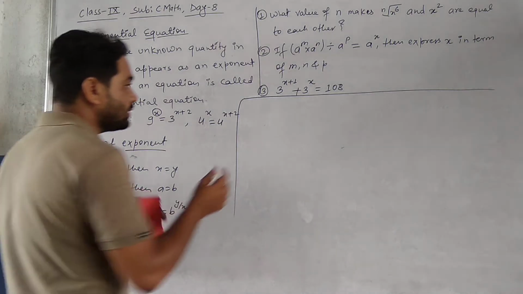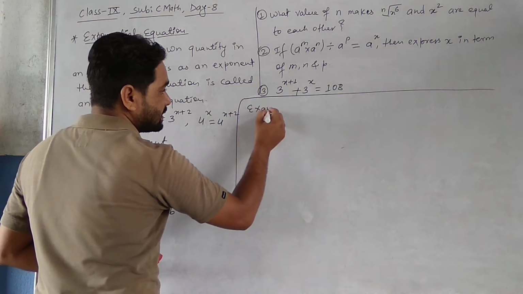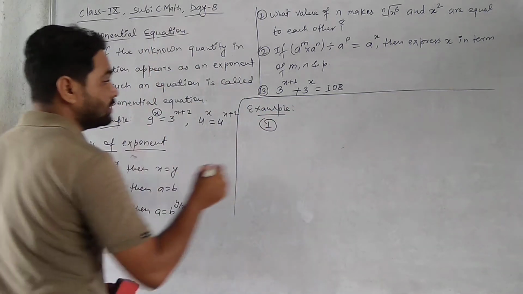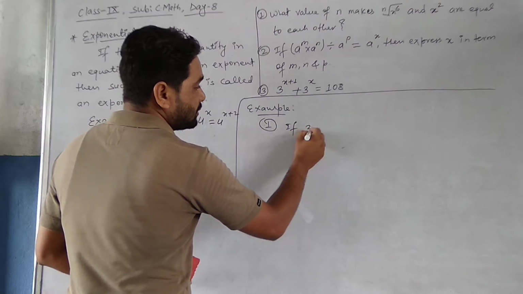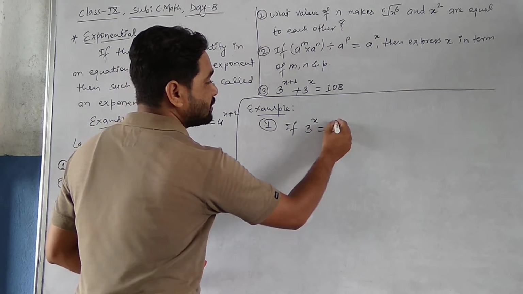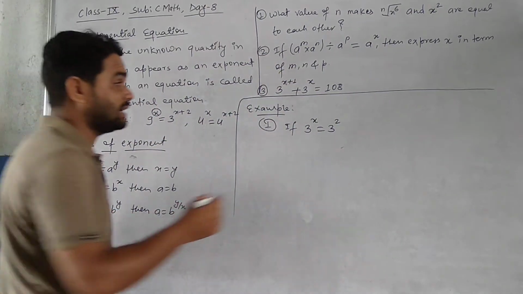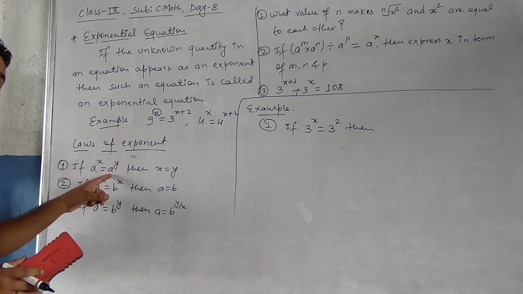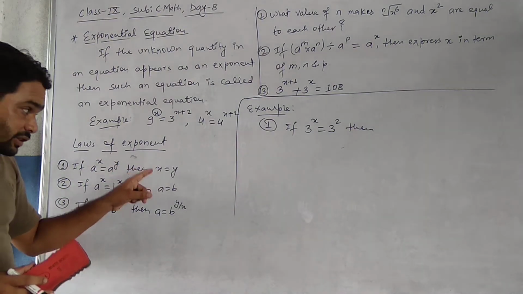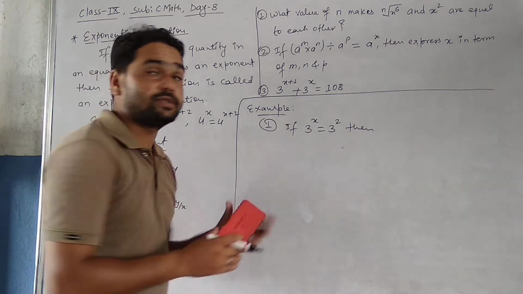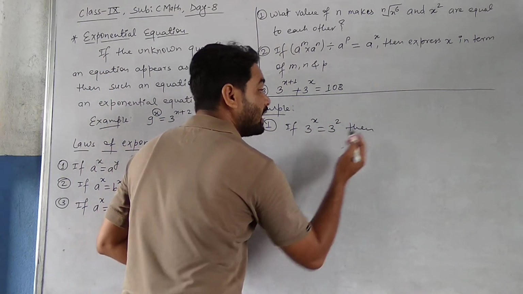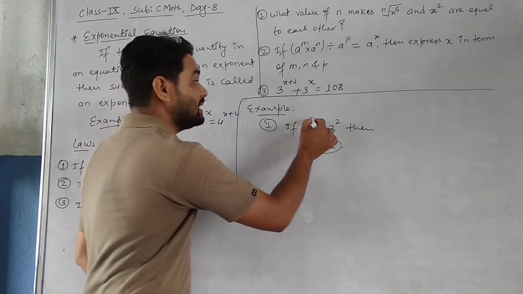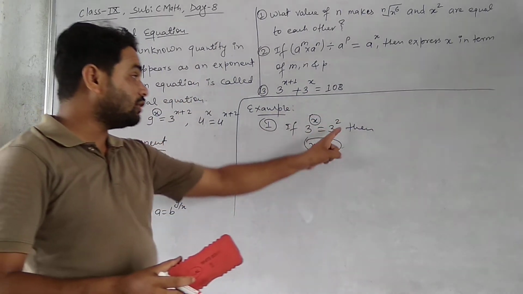Look at the example in first number. If 3 power x equals 3 power 2, that means 3 square, then on the basis of the first law, the base is the same and the powers are different, so both the powers are equal. Similarly here, if 3 power x equals 3 square, then x equals 2, we can write this. This is the unknown quantity, and we find its value from here.